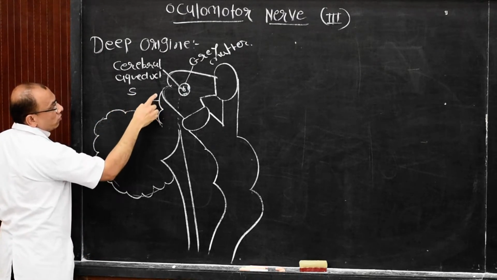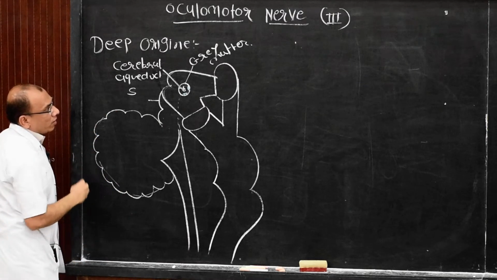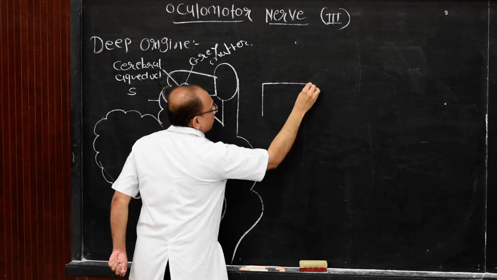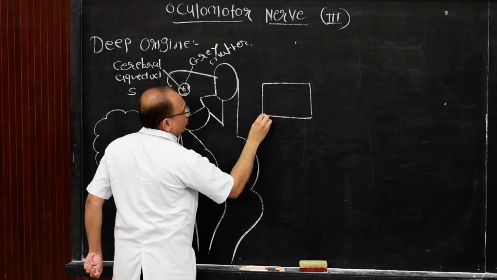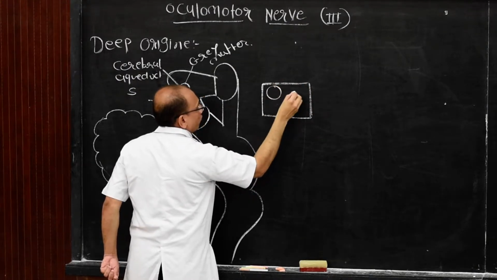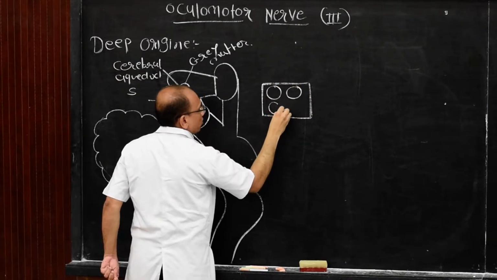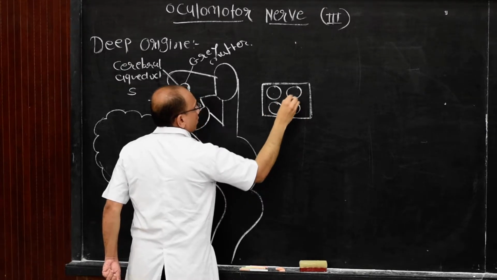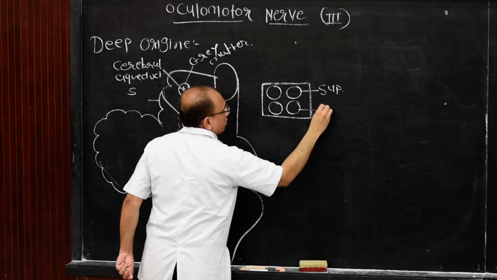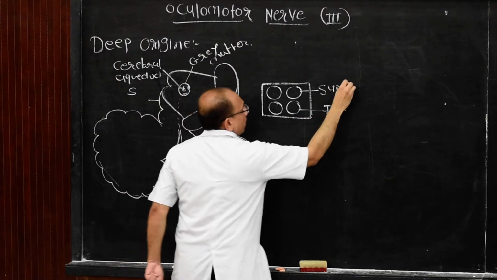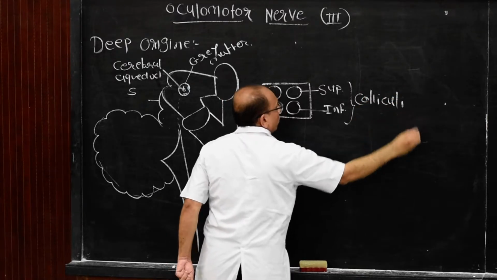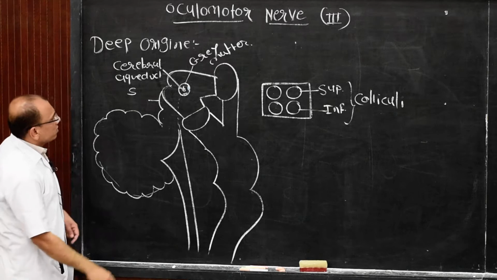On the dorsal surface of the midbrain, you can identify four colliculi, rounded elevations. This one is a schematic diagram of the dorsal surface of the midbrain, and we can identify four rounded elevations, two superior and two inferior. This one is superior and this one is inferior colliculi.